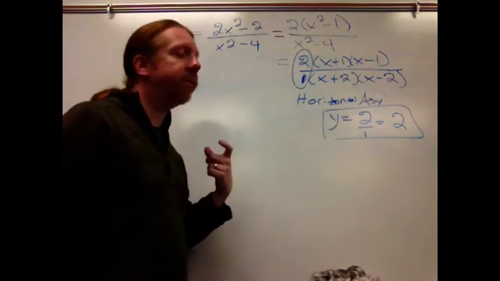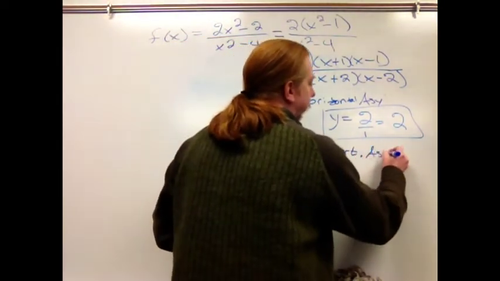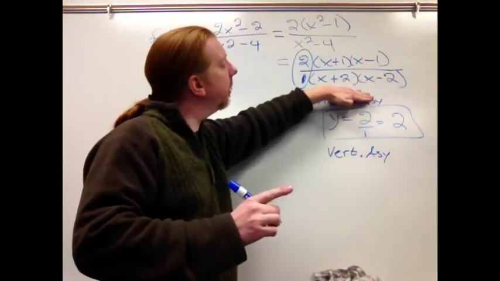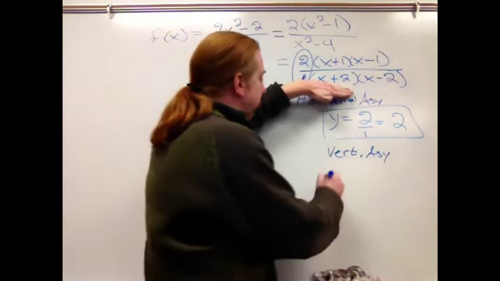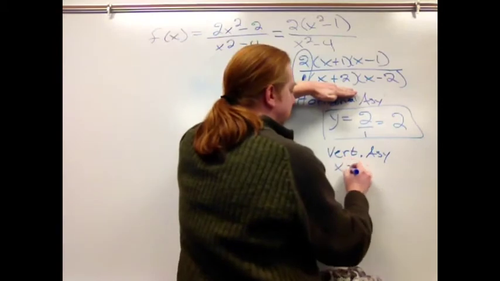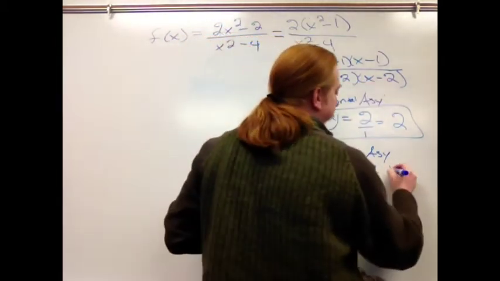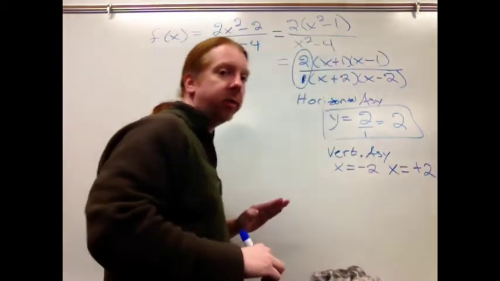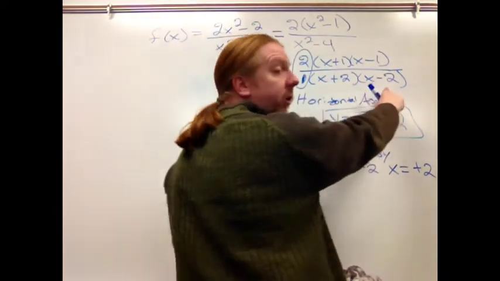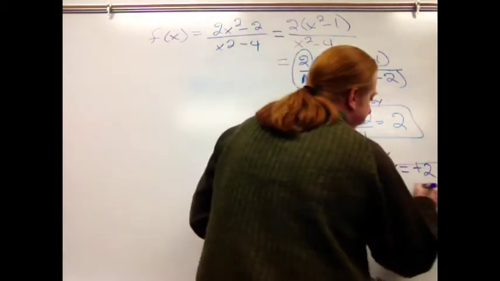Now, I can talk about vertical asymptotes. Vertical asymptotes are going to be wherever the denominator is made to be 0. So this expression will be 0 when x is equal to negative 2. This expression is going to be 0 whenever x is equal to positive 2. So I'm getting that by saying, when is this 0? When is this 0? And so those will give me these as my vertical asymptotes.